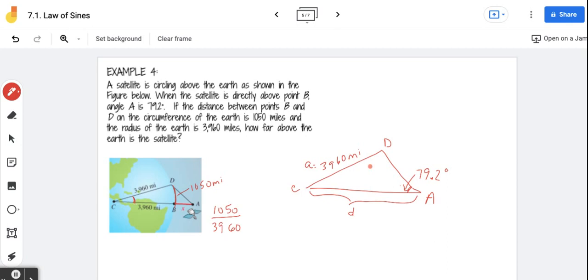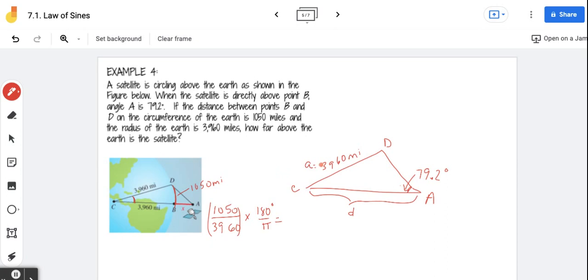Now, we need it in degrees. Remember, if you're in radians, how you change it to degrees is you multiply by 180 degrees over pi radians. It takes 3,960 miles to make a radian, and this is only 1,050 miles, so it's going to be a fraction of a radian. Once I've got it in radians, I can multiply by 180 degrees over pi radians, and that would change it into degrees, which is what I need. So I need to do the math on this right here.